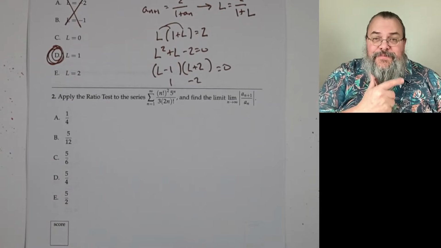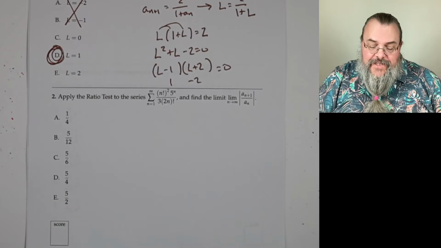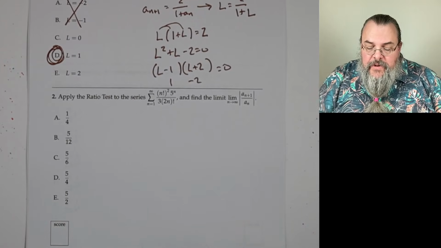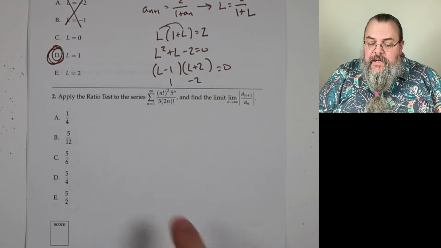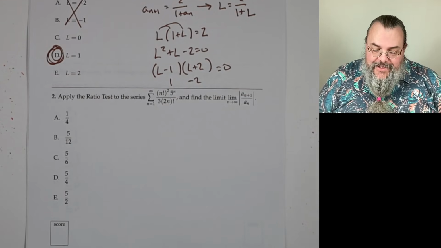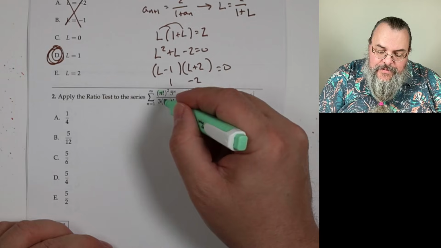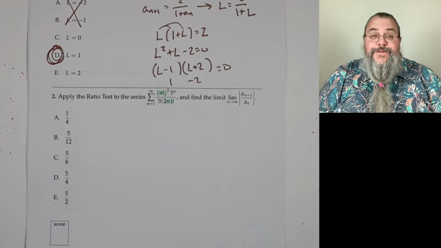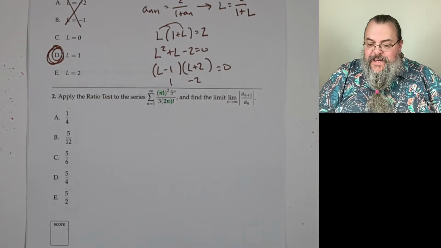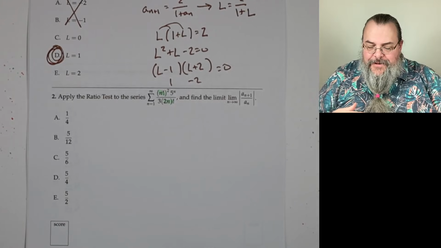Number 2, apply the ratio test to the series. That series right there. Now, even if they hadn't told us to apply the ratio test, we would say, you know what? We see some factorial terms. When we see factorial terms, we think ratio test. And so we would have probably gone there on our own.